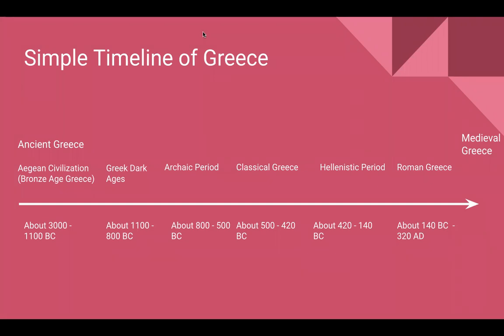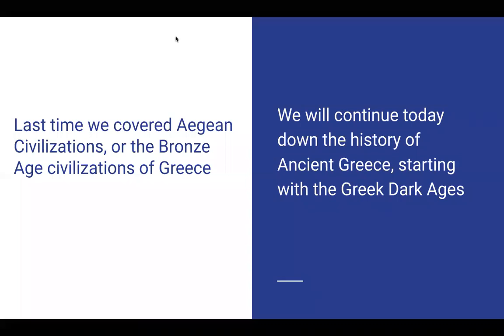About 3,000 to 1,100 BC. It was the Aegean civilization, which was during the Bronze Age, and then it's the Greek Dark Ages. That is what we're gonna talk about next. And last time we covered the Aegean civilizations, or the Bronze Age civilizations of Greece. We'll continue today down the history of ancient Greece, starting with the Greek Dark Ages.